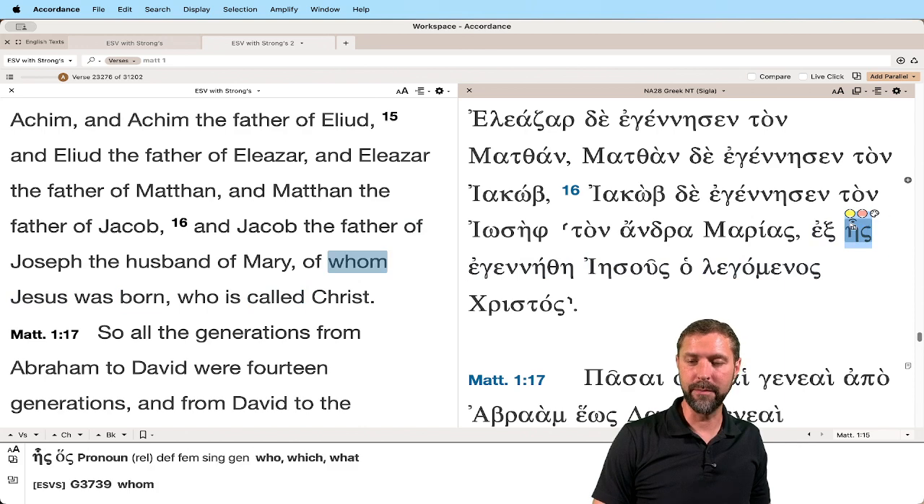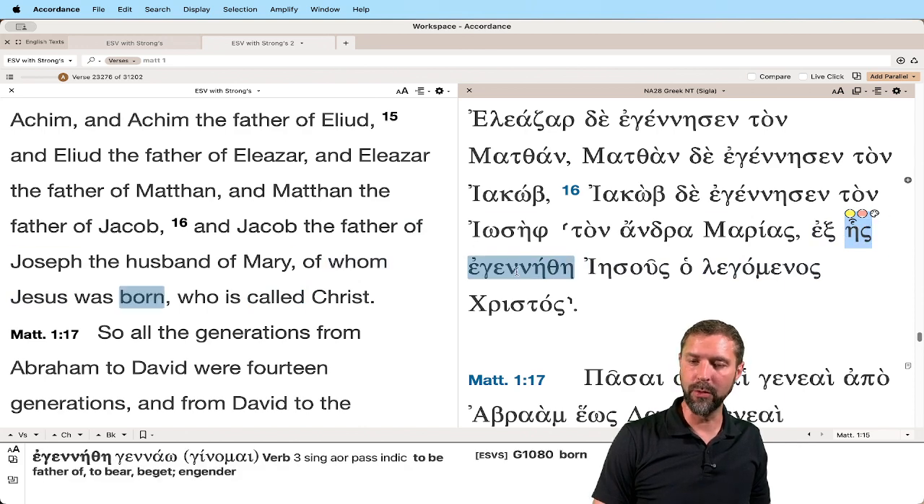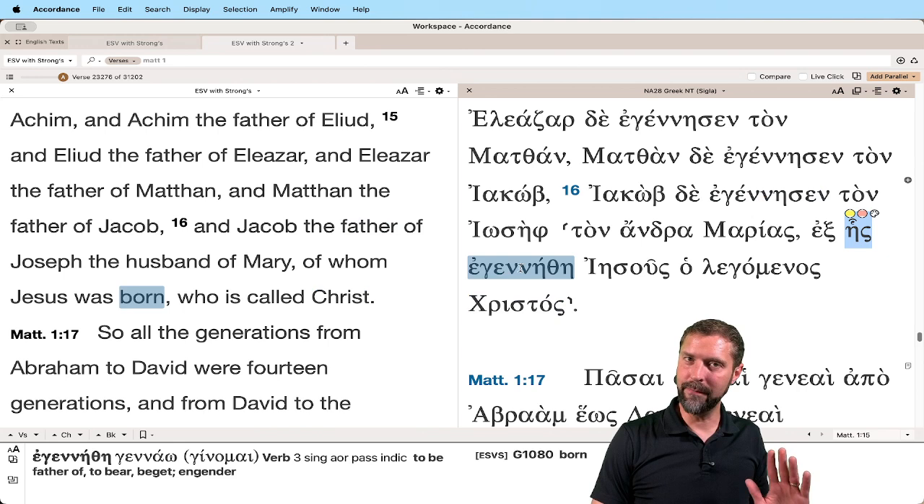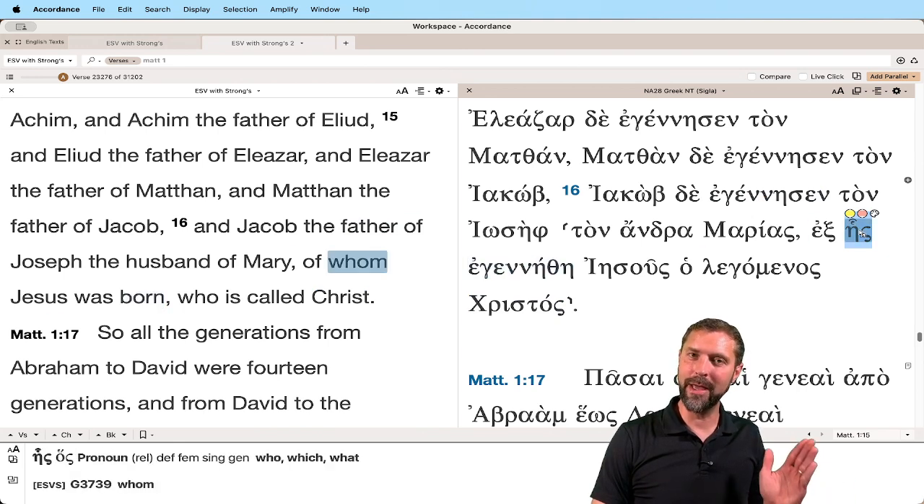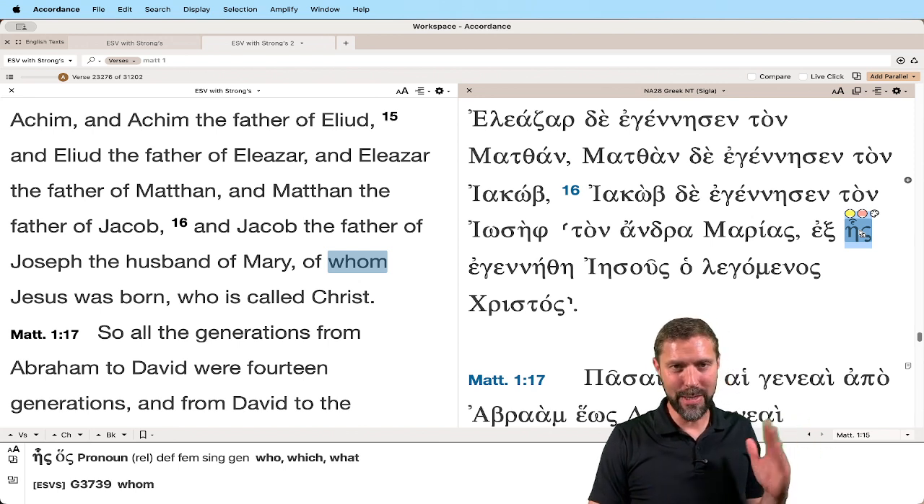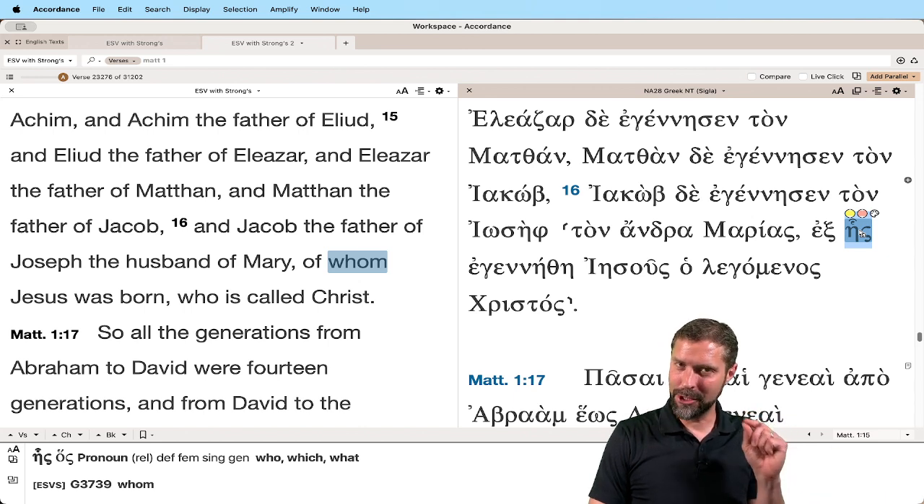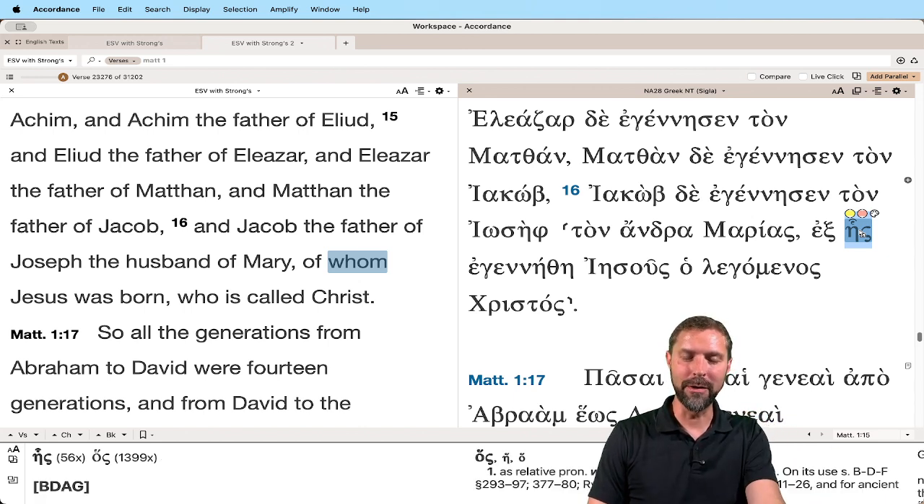Jesus was born from Mary. Same verb here, born, is the same verb as begotten. Same verb across. And though I have the same verb, it is intentional and it is a bit of a swerve to say that Jesus was not begotten, fathered by Joseph. He was born by Mary. And that change of relative pronouns, a change of gender, actually does make the point that we want to make here about the virgin birth.